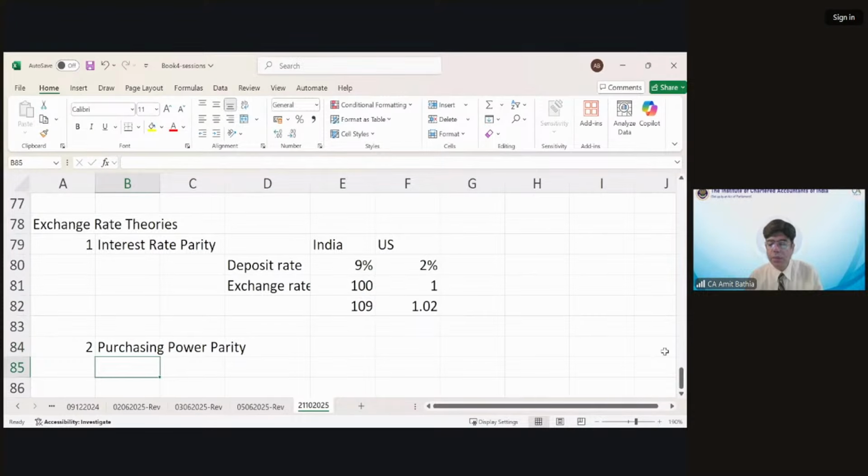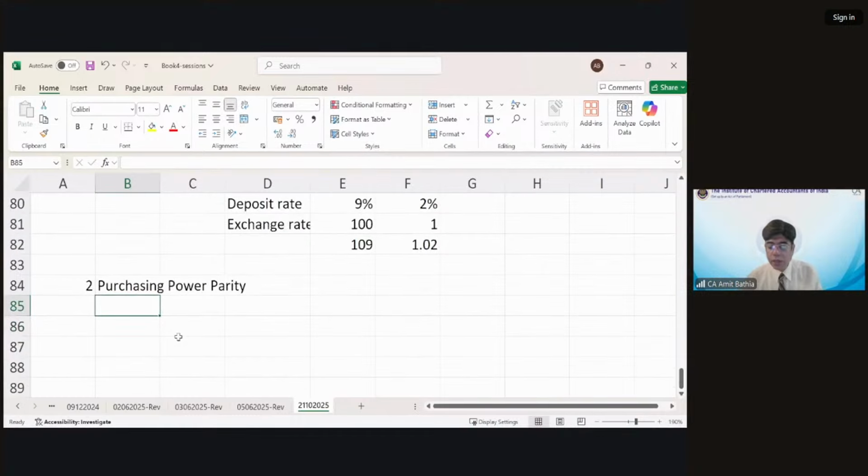Purchasing power parity. Right? So what do you mean by purchasing power parity? Same concept, but the difference being here, now we are focused on inflation rates instead of interest rates. So when we say that a particular currency is in equilibrium, what does that essentially mean?